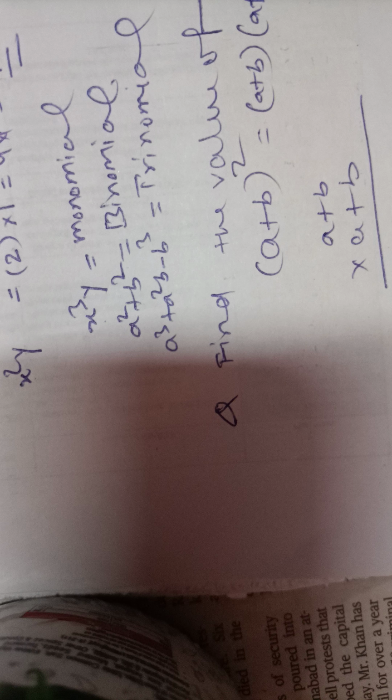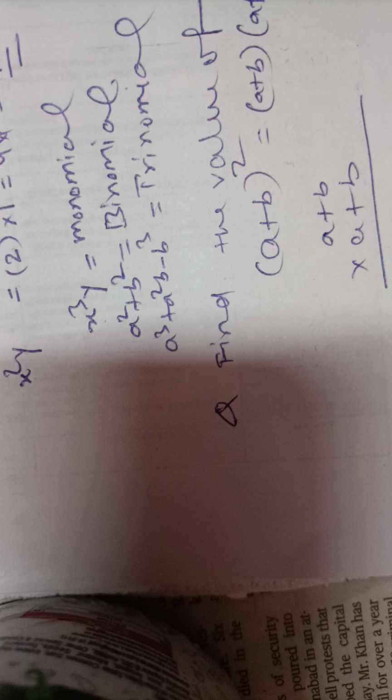Now algebraic expression could be monomial. There are two terms, so it is called binomial. This is binomial, this is also a binomial example. Then the nomial depends upon the number of terms. If there is a single term, then x cube y is a single term, so it is a monomial.